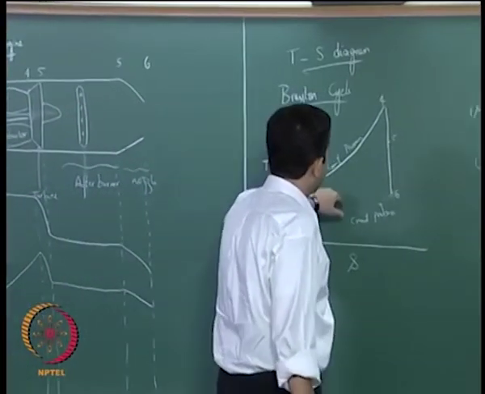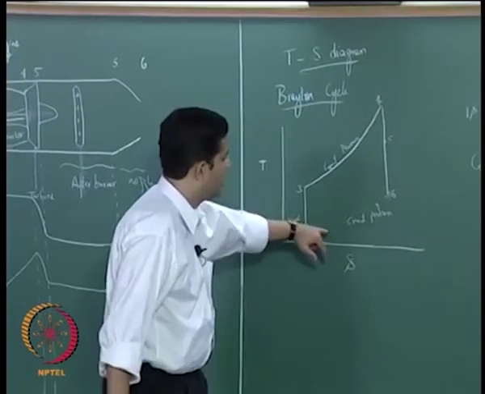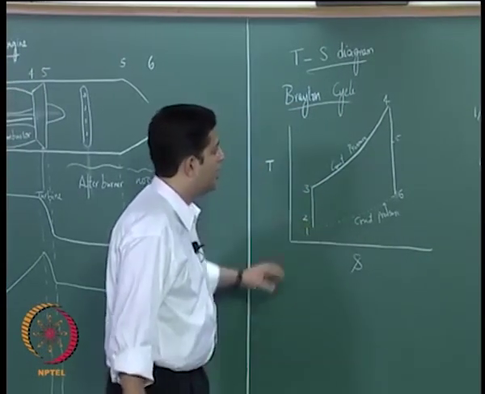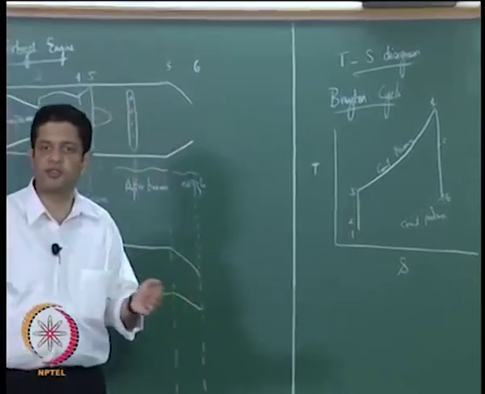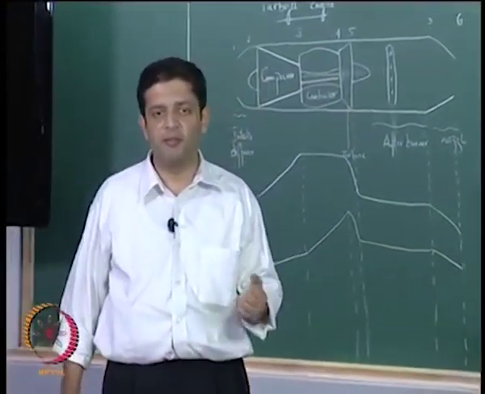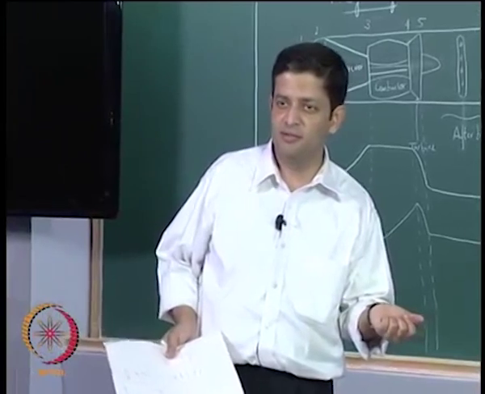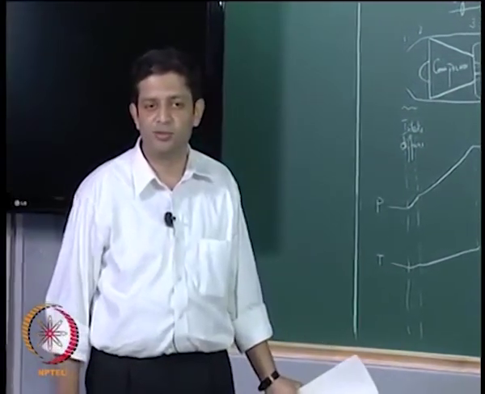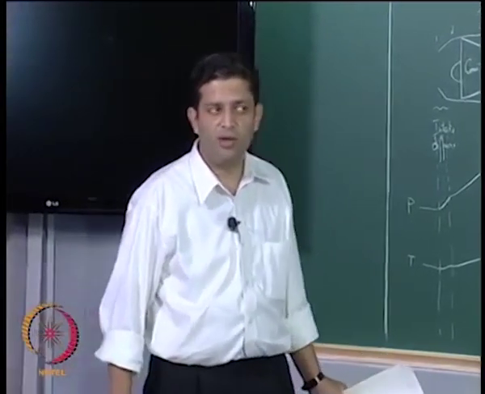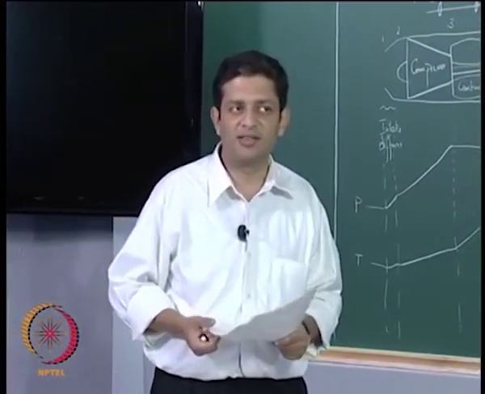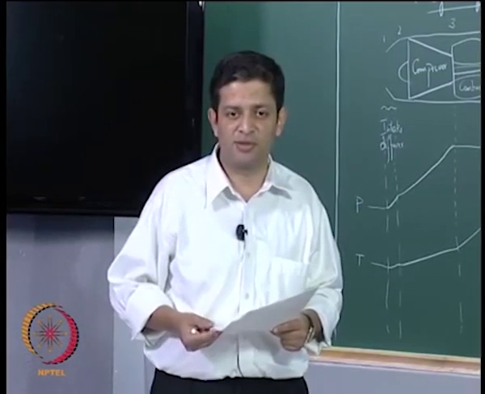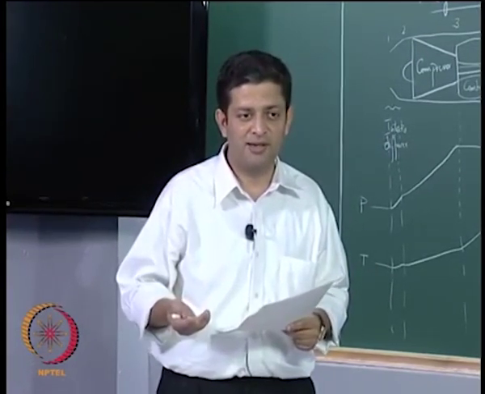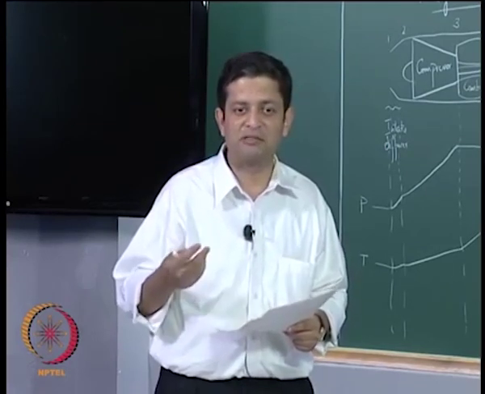Now as I said, we have assumed constant pressure heat addition and heat rejection, and isentropic processes. Actual processes, what kind of processes will they be? Will they be adiabatic? There is a difference between an isentropic and an adiabatic process. Isentropic process is reversible adiabatic, and adiabatic process is where there is no heat transfer. So actual processes are without any heat transfer.